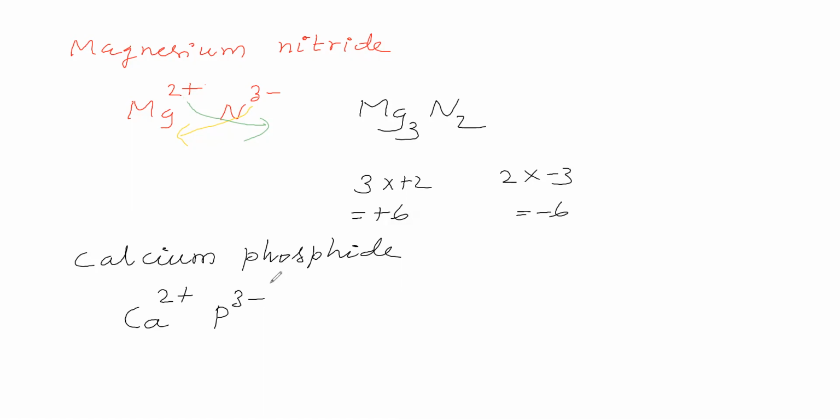Now in order to get the formula, let us cross multiply like this. This goes to this place, so we will get the formula calcium, and this 3 goes to this place. You are correct: Ca3P2. Calcium phosphide, we can get it.